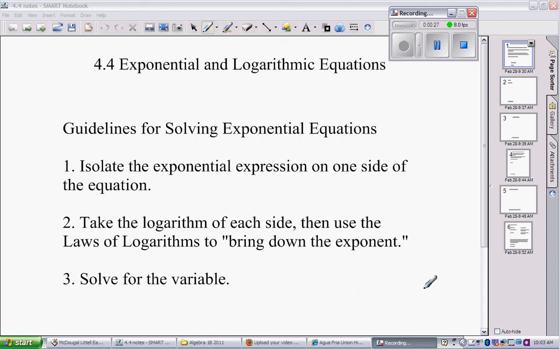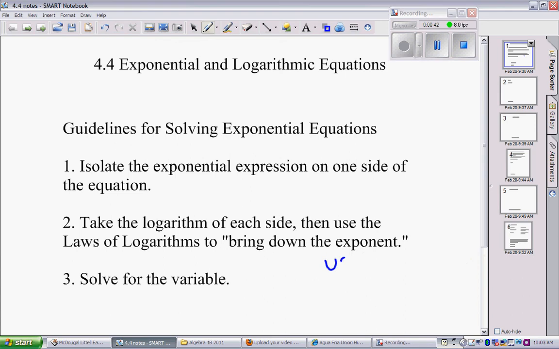More than likely, x will be in the exponent spot, so that means we need to take a logarithm of each side to bring down the exponent. And we will more than likely be using ln, the natural log, if there's an e in the equation. Okay, and then we're going to solve for the variable.